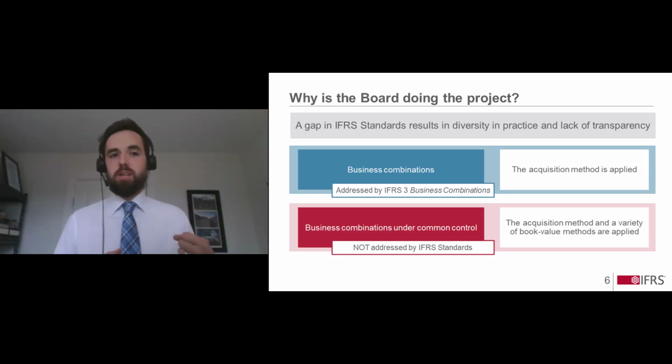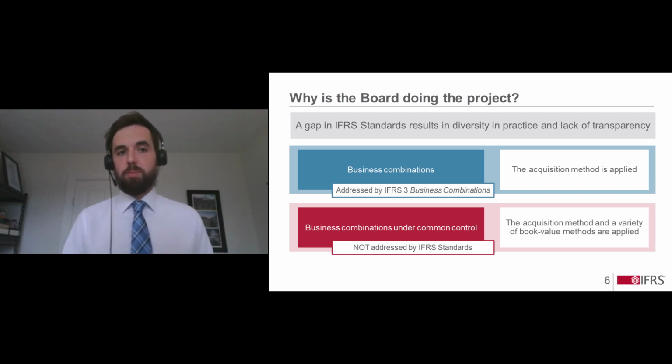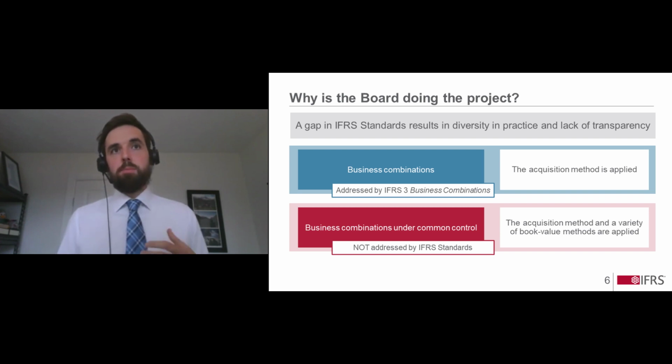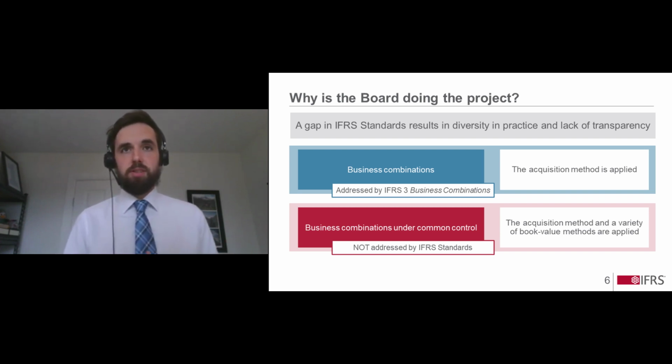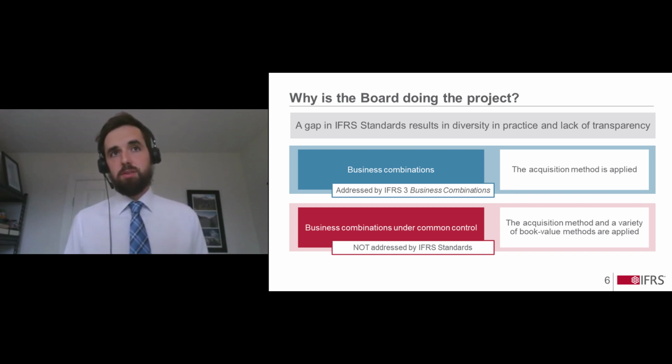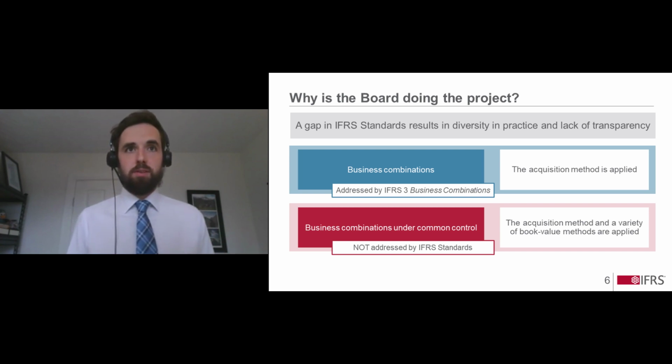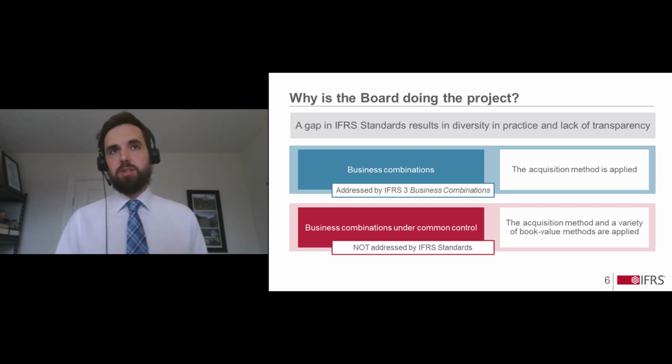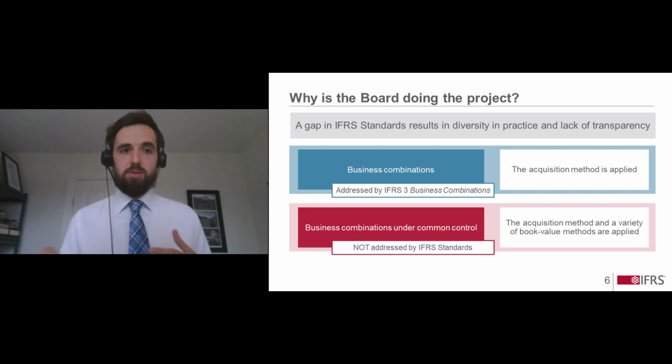Today, business combinations are covered by IFRS standards and reported using the acquisition method, which provides fair value information about business combinations. But business combinations under common control are not addressed by IFRS standards. So in practice, receiving companies use either the acquisition method or a book value method, which provides book value information. There isn't a single book value method specified in IFRS standards, and so there's actually a range of different book value methods that are used in practice today.